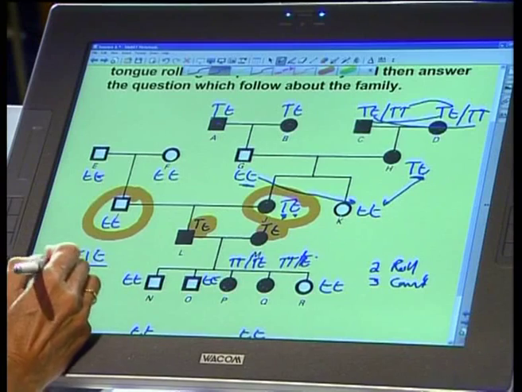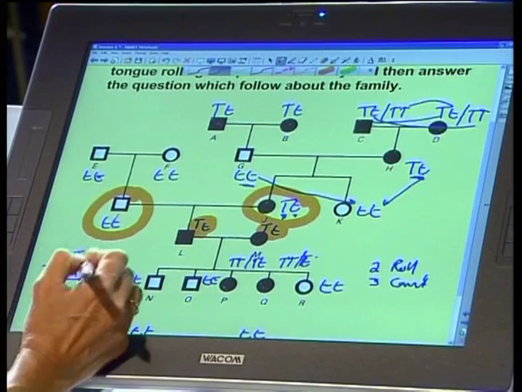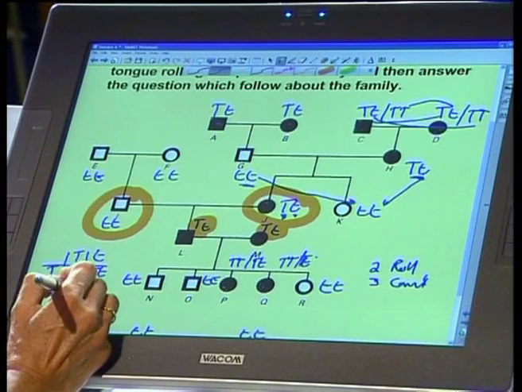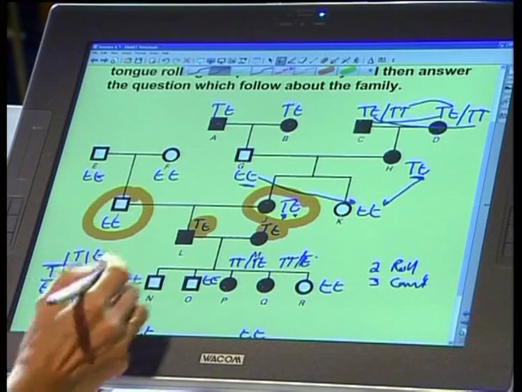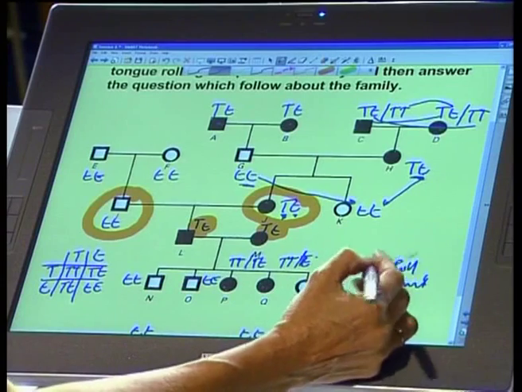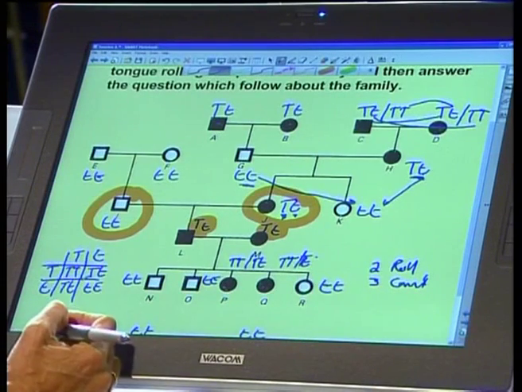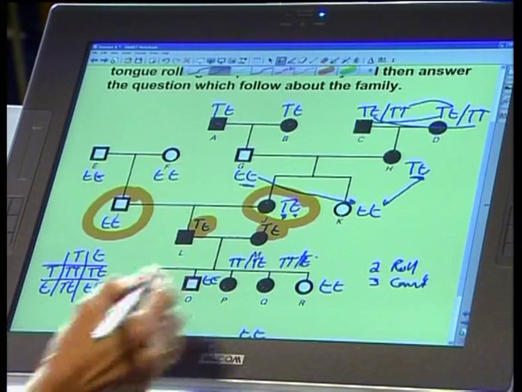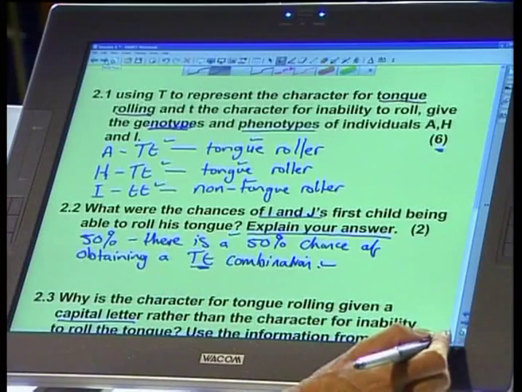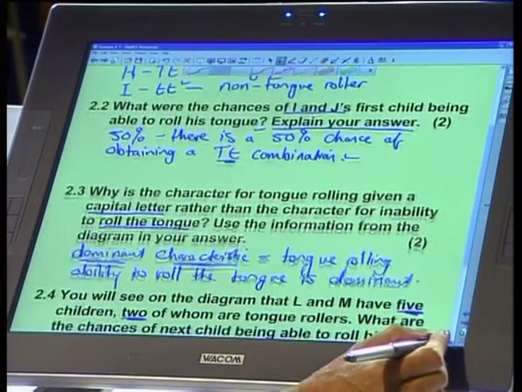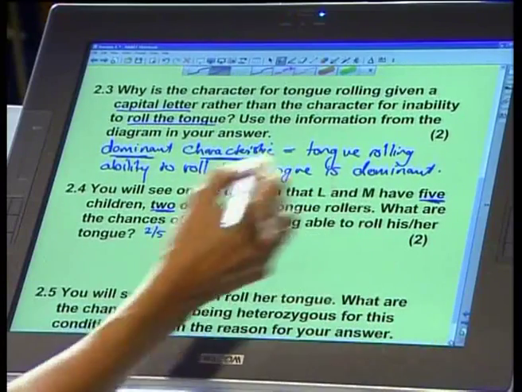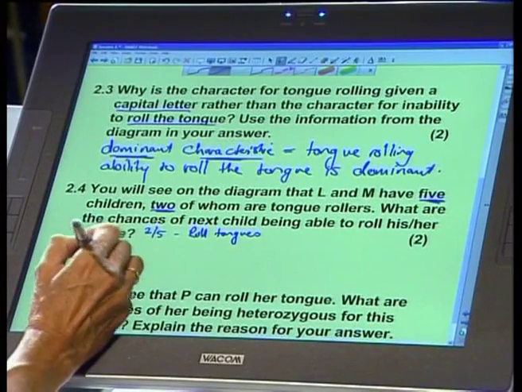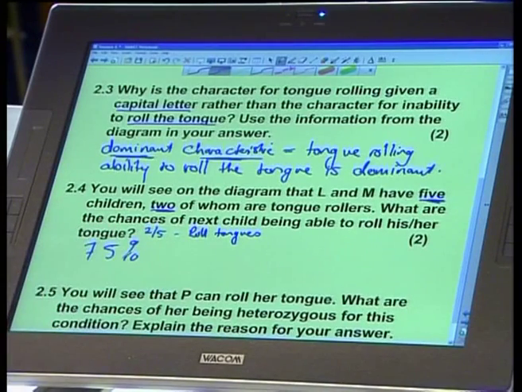We say the 2 parents are heterozygous and heterozygous. So capital T, capital T, capital T, small t, capital T, small t, and small t, small t. So what are the chances that they're going to produce children that can roll their tongues? It'll be 75%. What are the chances that they'll produce a child that can't roll their tongue? It will be 25%. So the answer to our question 2.4, what are the chances that the next child can roll their tongue? It will be 75%.